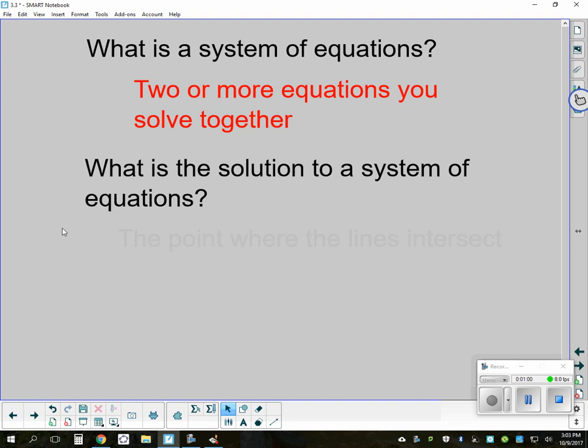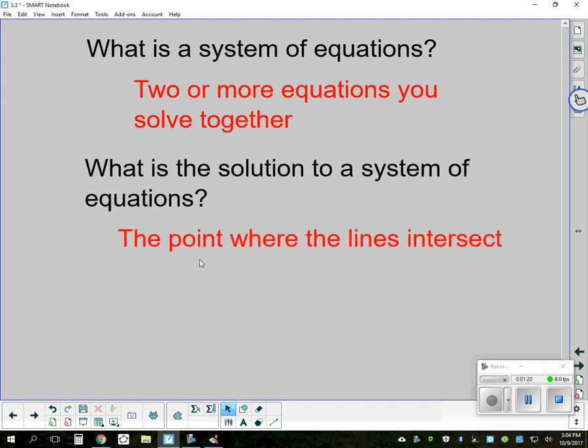What's the solution to a system of equations? Well, when we were doing the inequalities, it was where the shading overlapped, where their shading was in common. For a system of equations, when you graph an equation, you're only going to have a solid line. You're not going to have any shading. So it's still going to be what they have in common, but in this case, it's just going to be a point. And it's going to be the point where the lines intersect. It's the point that the two lines would have in common, and it's their intersection point.